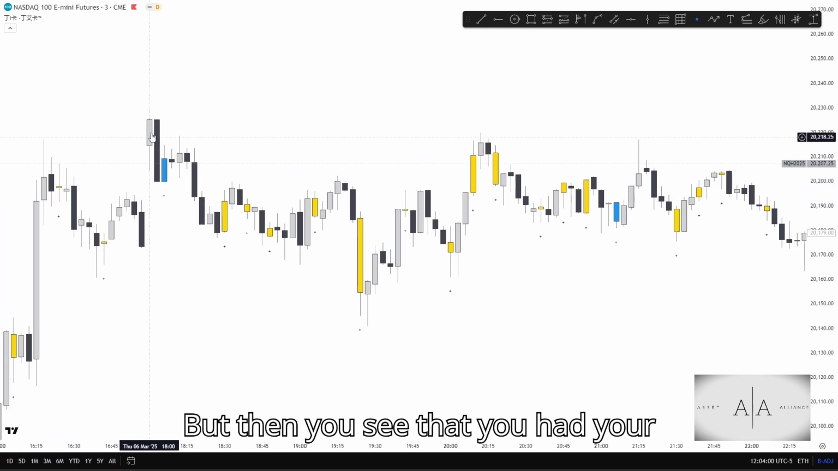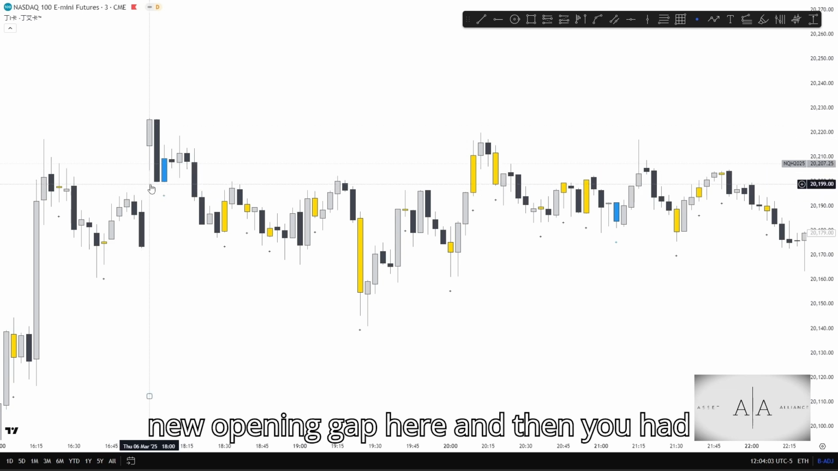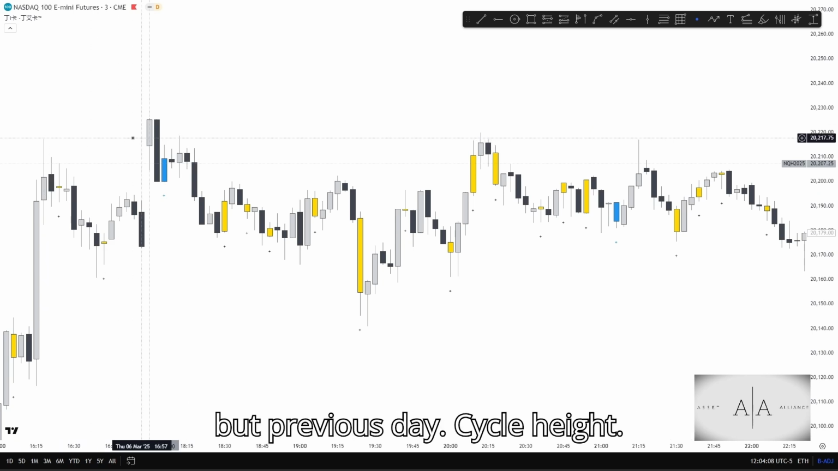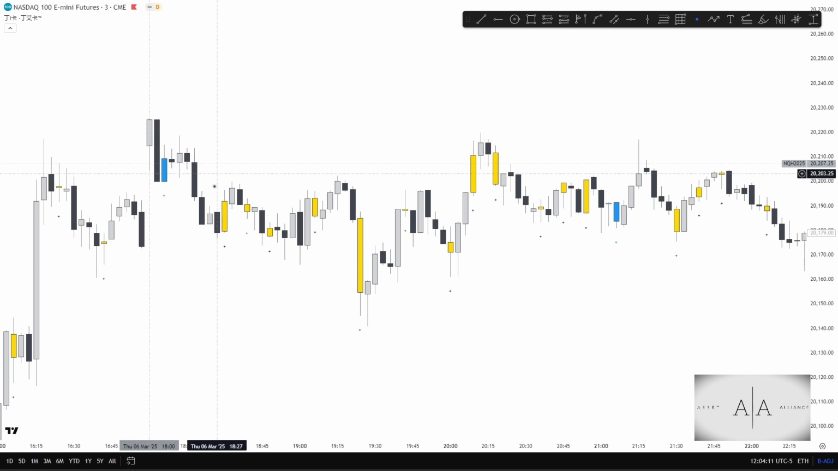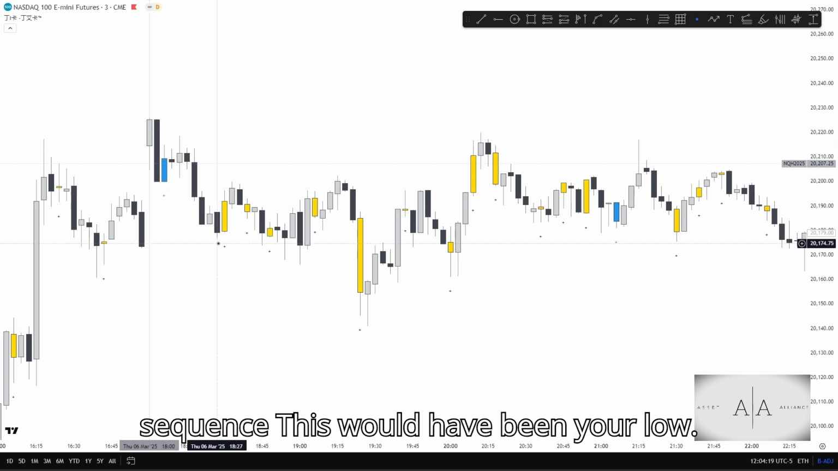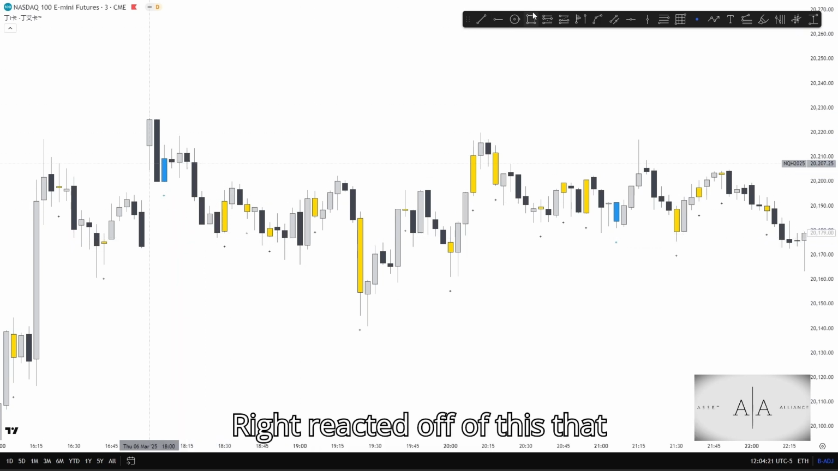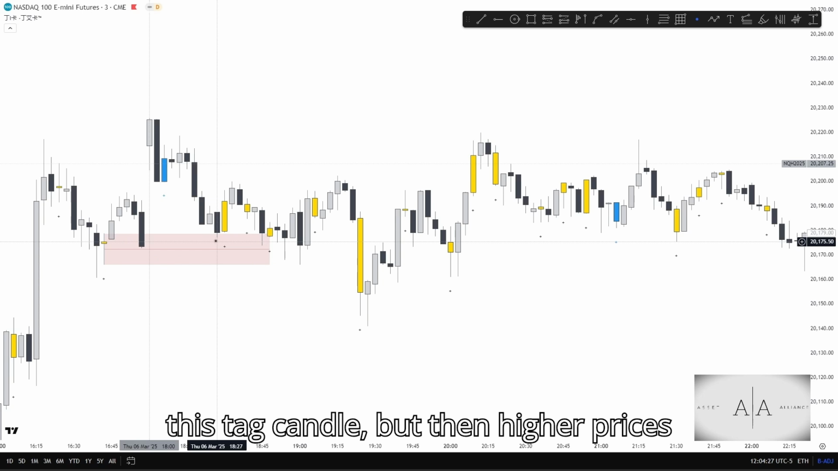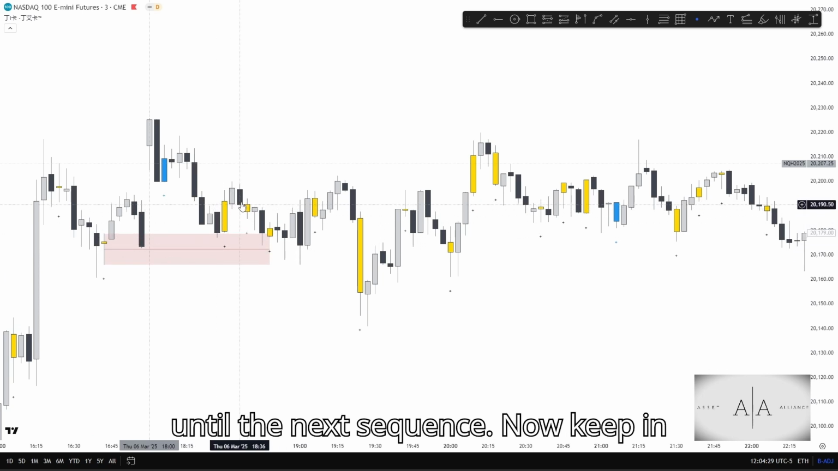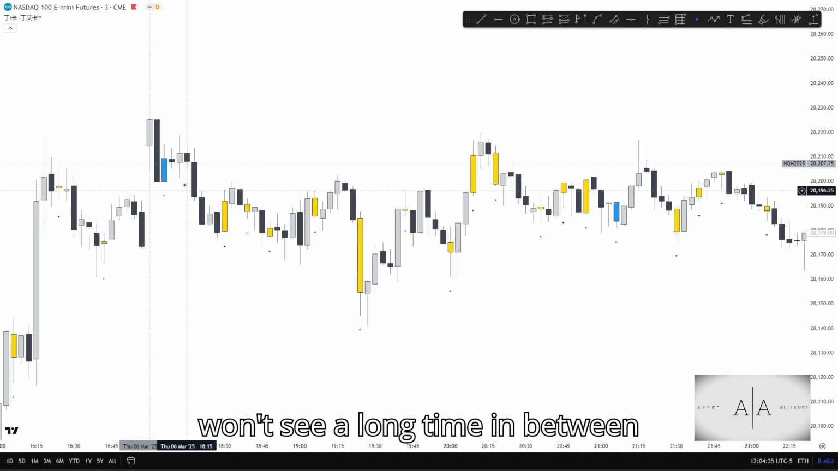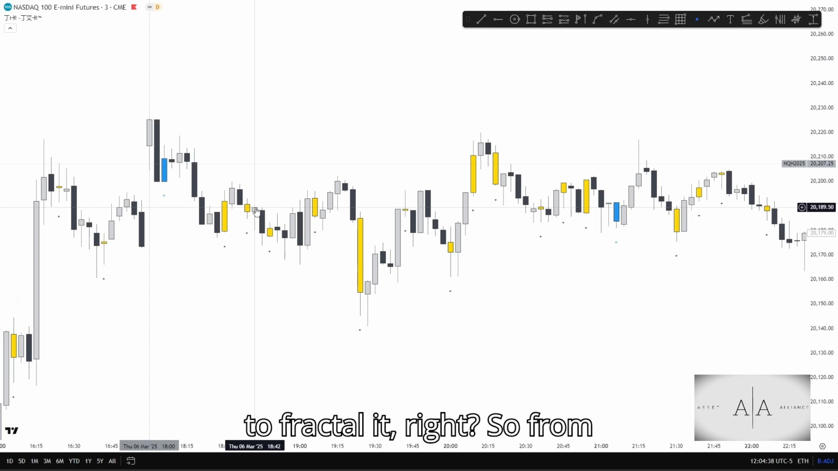But then you see that you had your new opening gap here, and then you had your important high after sweeping this previous day high, not previous day high, but previous day cycle high. So this would have been your actual high, right, from this tech candle. Going for lower prices until the next sequence, new sequence, this would have been your low, right? Reacted off of this tech candle right there, but then higher prices until the next sequence. Now keep in mind we're on the 3-minute, so we won't see a long time in between those sequences, but that's why you've got to fractal it, right.